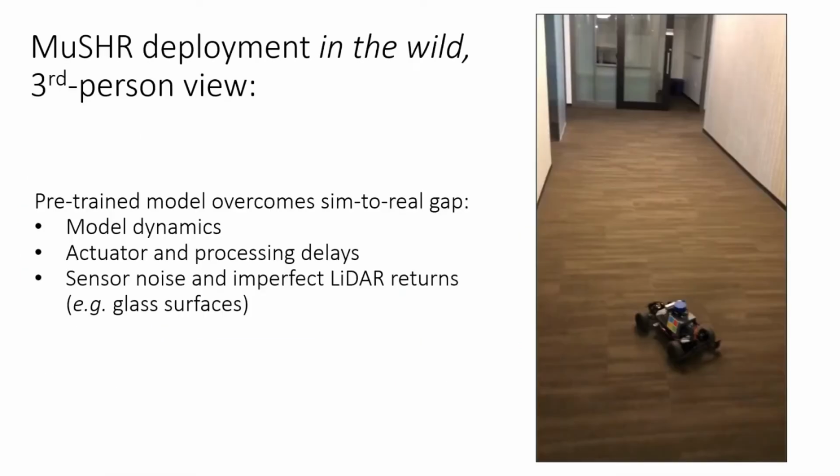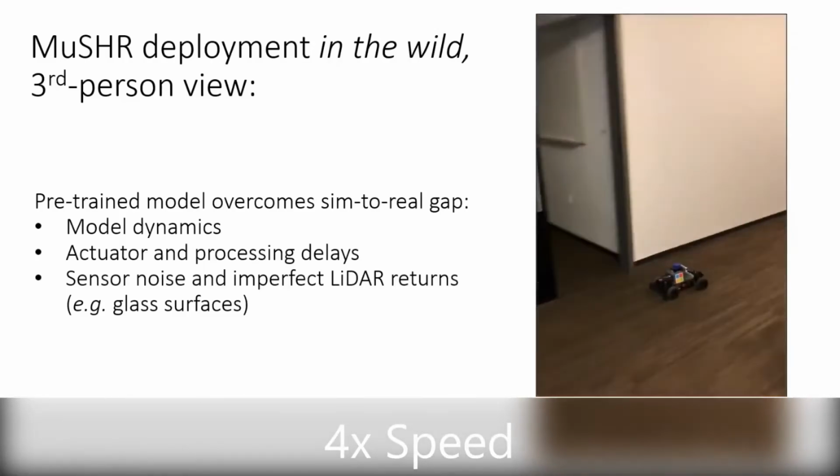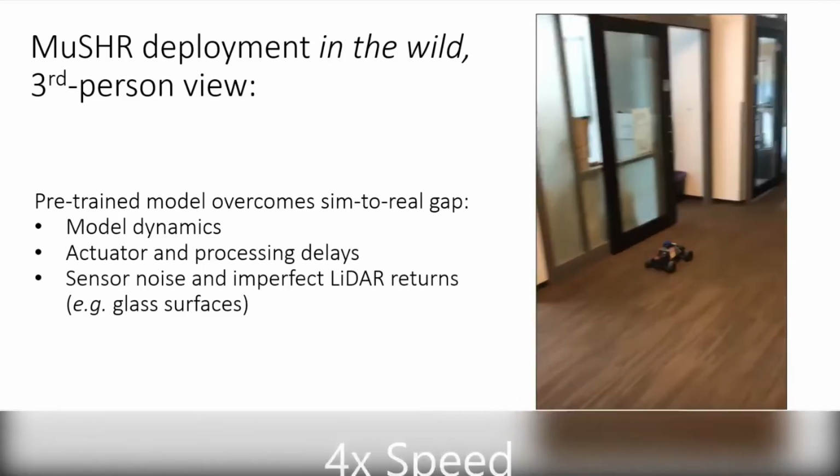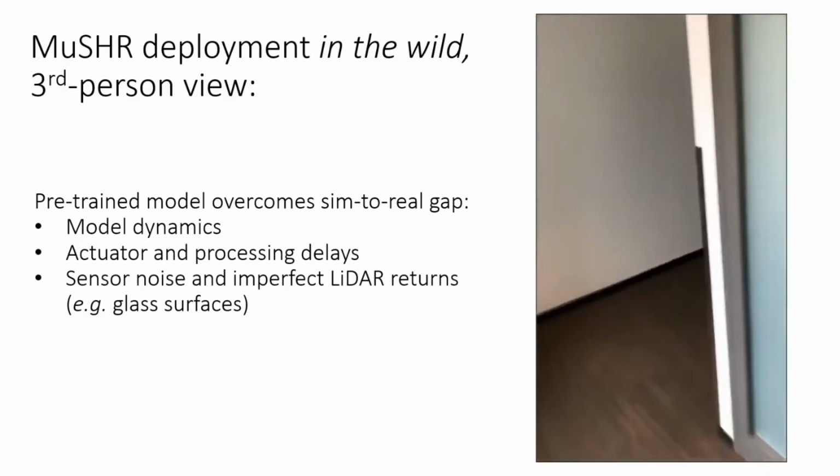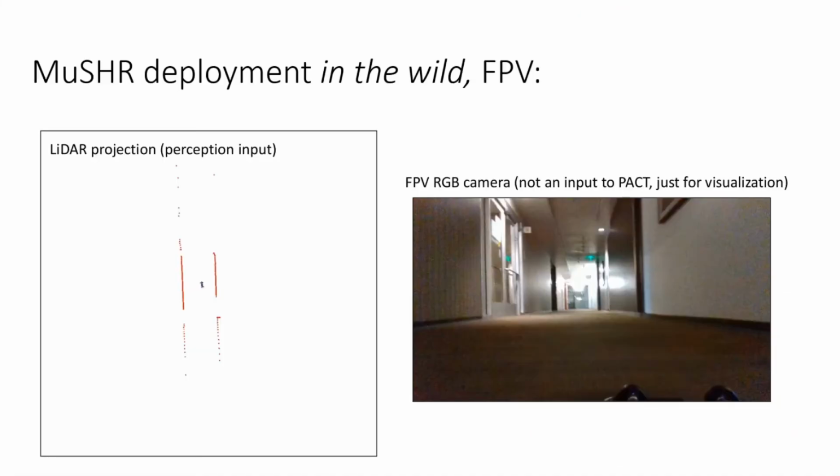We also deploy the pre-trained policy in the real vehicle, where it's able to overcome the sim-to-real gap in terms of model dynamics, actuator and processing delays, and noise in the sensors. We provide another example of real-world deployment from the perspective of the vehicle. On the left, we have the LiDAR projection, which is the actual perception input for the model, and on the right, we have the active RGB camera inputs, which is not an input to the model, but it's only there for visualization.